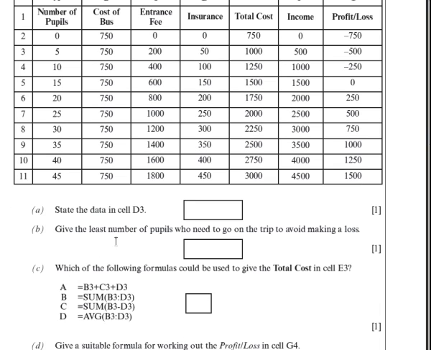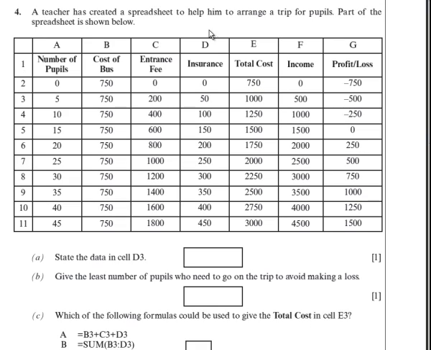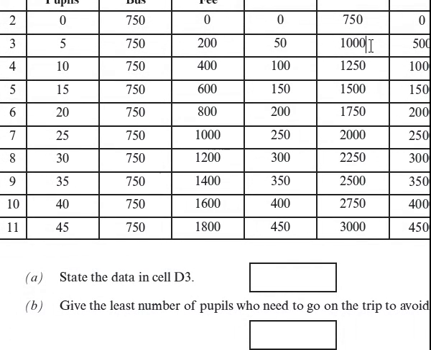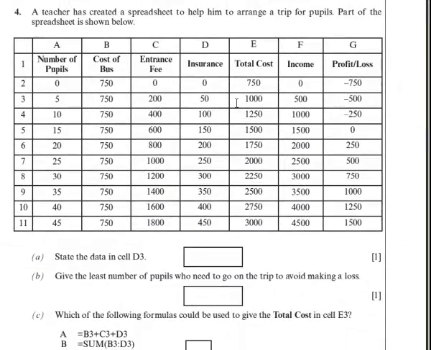Question C. Which of the following formulas could be used to give the total cell in E3? First of all, let's look at cell E3. You can see it's the total cost. Now if we look at the previous columns, number of pupils isn't going to be involved in the cost. It is going to be the cost of the bus plus the entrance fee plus the insurance. So we're looking for B3 plus C3 plus D3.